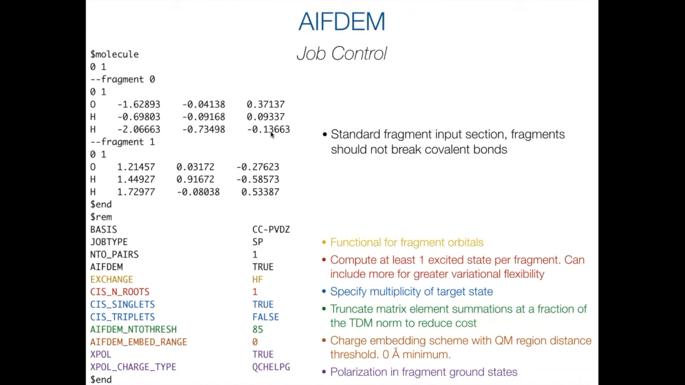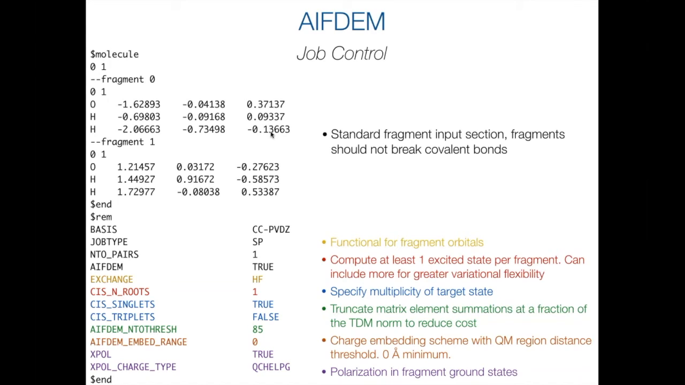Here's a brief rundown of job control for the AIFDEM. We use the standard QChem fragment input section on the top there, shared by other fragment methods. And again, we're not supposed to break covalent bonds. Now, the exchange functional specified in the input only indicates the functional to use to compute the fragment orbitals. Essentially, the Hartree-Fock functional is always used for the matrix element evaluations.